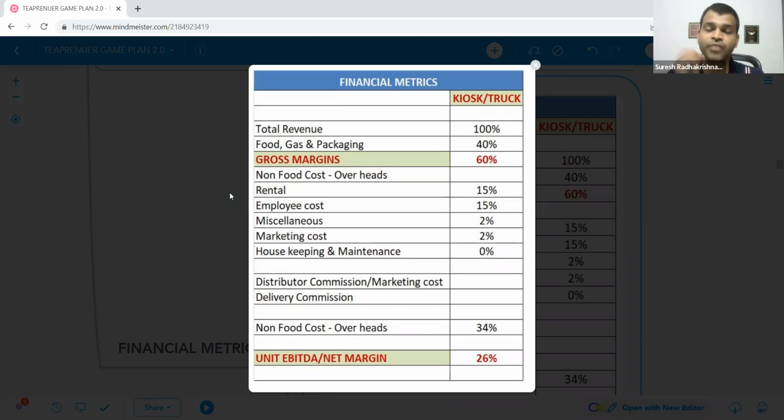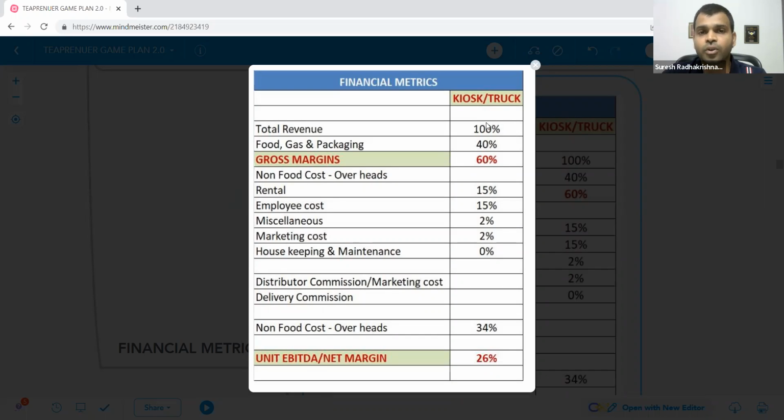Right? Employee cost. If you're making a sale of 3 lakh, what should be your employee cost? Maximum 45,000 rupees. You need to have 4 resources. If your sale increases, you can also increase the resource. Your miscellaneous cost, some maintenance expenses, it should be 2%. Marketing cost, 2%. Housekeeping. If you're doing a kiosk truck, you may not need people to clean. Non-food cost. These are all the non-food cost that comes to 34%.